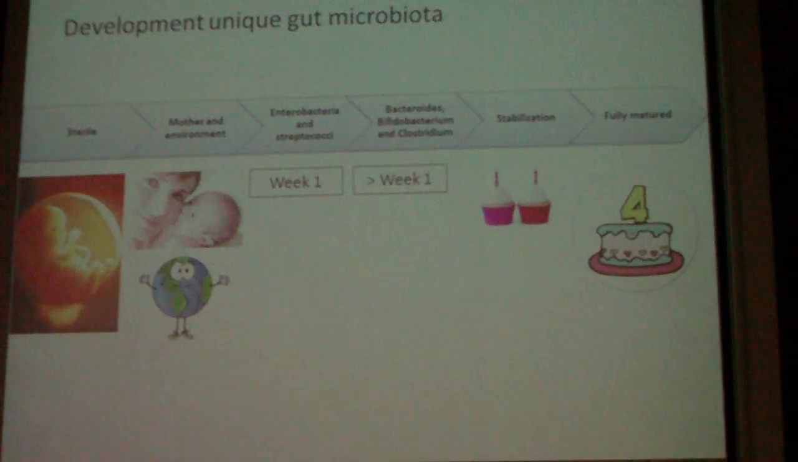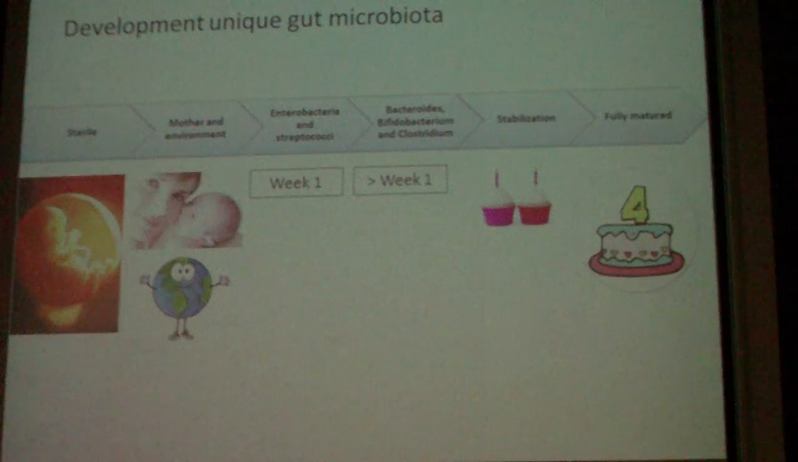And after 2 years of age, we see a stabilization of these bacteria. Before, it's unstable. For example, one day Bacteroides is the highest, and the other day Clostridium. At 2 years of age, it's stabilized, and at 4 years of age, it's fully matured. So you have a good microbiota composition of your own, and unique.